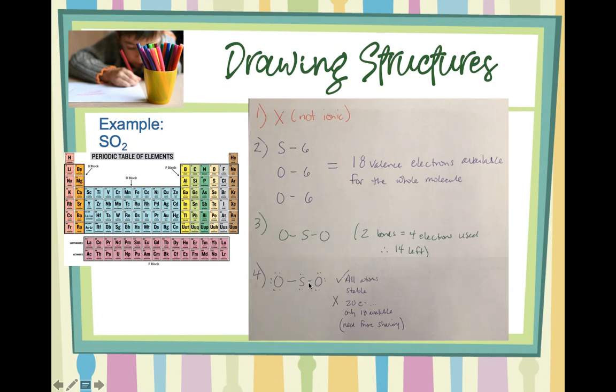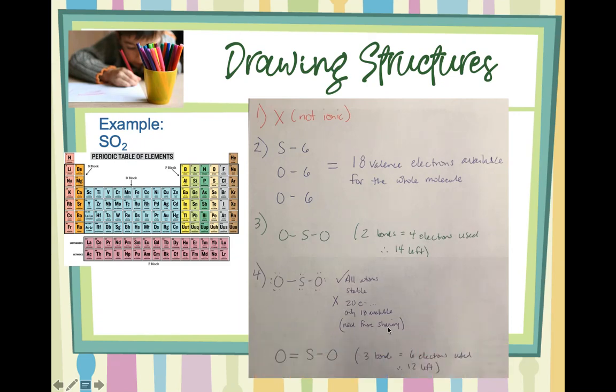So look, I X'd it out. This does not work. I have too many electrons in my picture, which means I need to do more sharing. So how about a double bond somewhere? Let me try that. Now I have 3 bonds used, 6 electrons used, only 12 electrons left. Let's see if we can just spread it out.